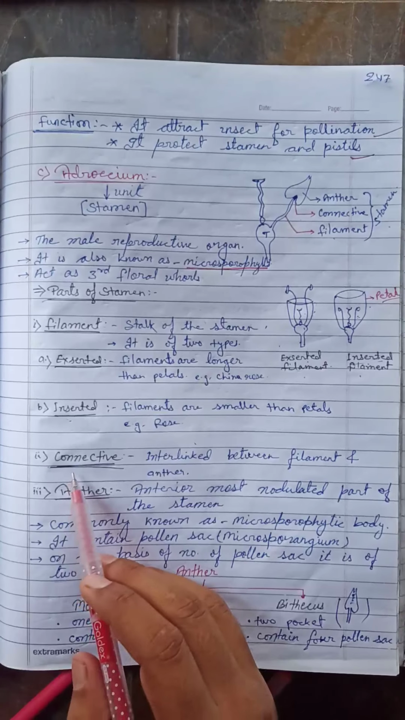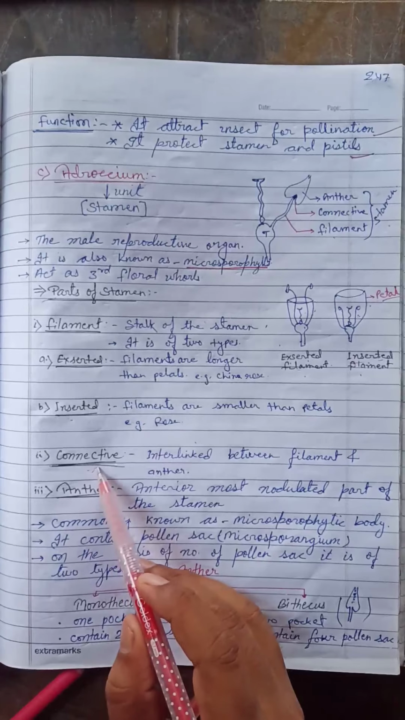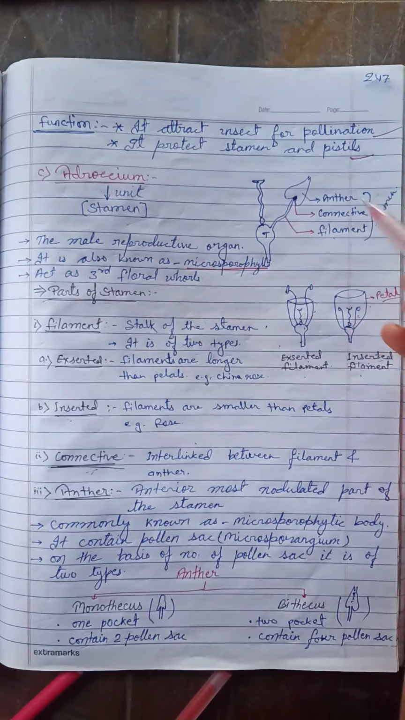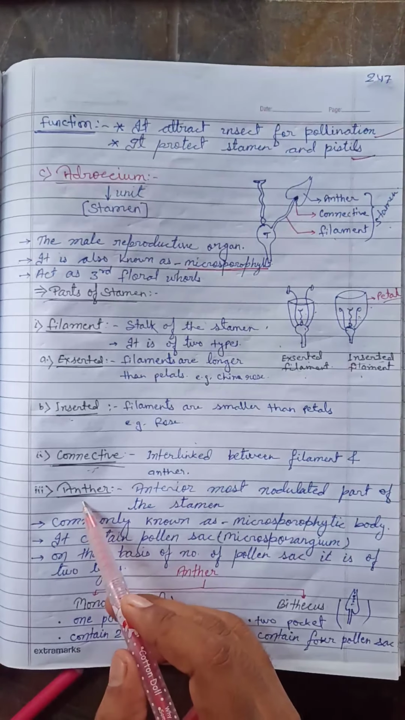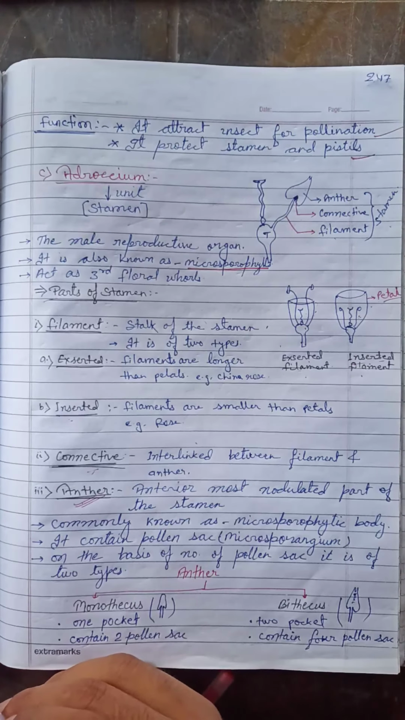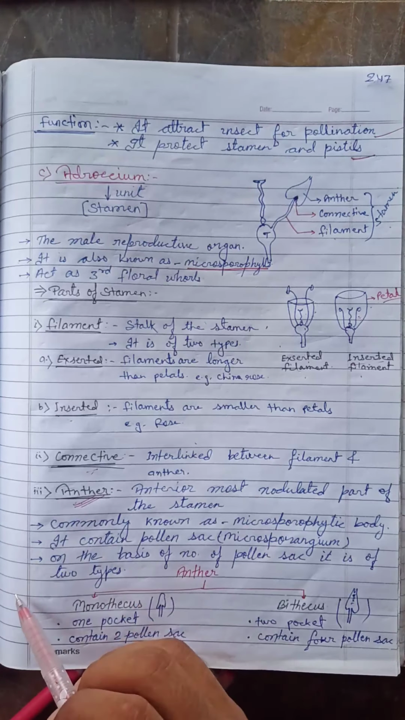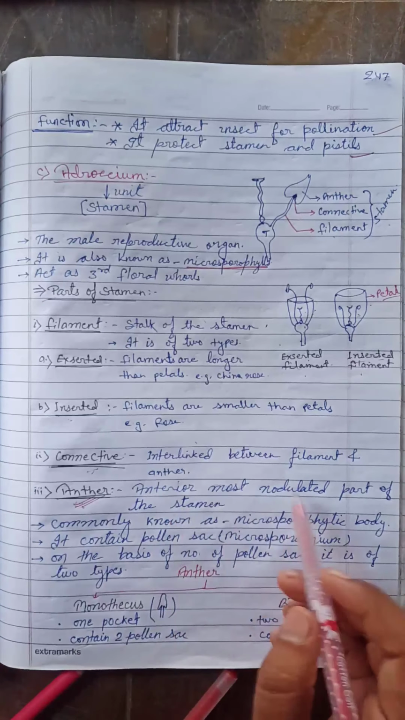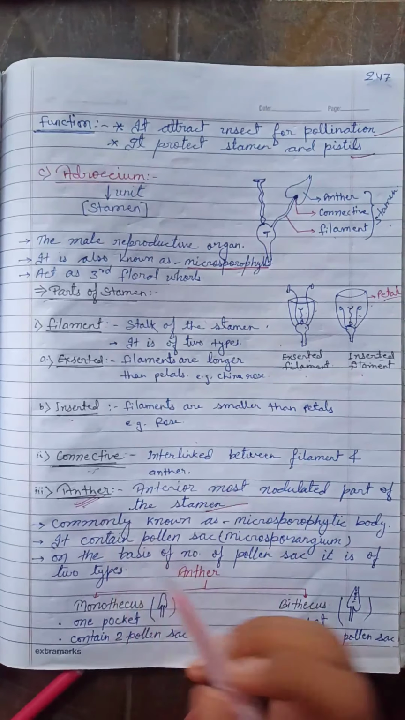And another part of the stamen is the connective, which I said earlier is the part between the filament and the anther. Now look at another part of the stamen, the anther, and it is the most important part of the androecium, because it carries the pollen sacs, and the pollen sacs contain the pollen grains. That's why it is the most important part.